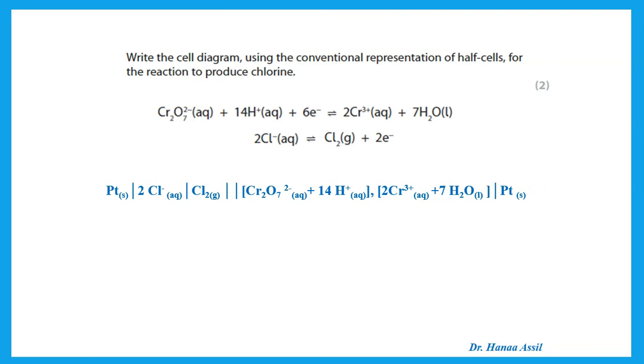Now, platinum and then chloride going to chlorine, and then we put a double line to indicate the salt bridge, and then we write the reduction part on the right. What is happening? We have the dichromate plus 14H plus going to chromium 3 plus and 7 water. You write it as it is from the equation. Again, this is a mixture of solutions, so my electrode on the other side also has to be platinum.